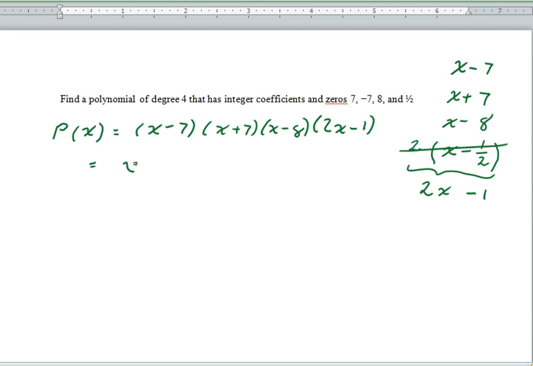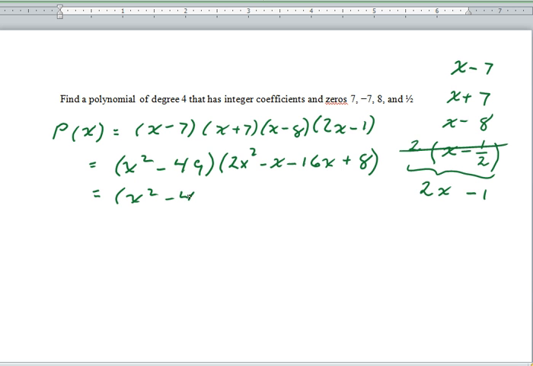So this gives us x squared minus 49 when we multiply the first two binomials together. Gives us 2x squared minus x minus 16x plus 8 when we multiply the last two binomials together. So x squared minus 49 times 2x squared minus 17x plus 8. We're going to get 6 terms when we distribute the x squared and the -49 over the trinomial.